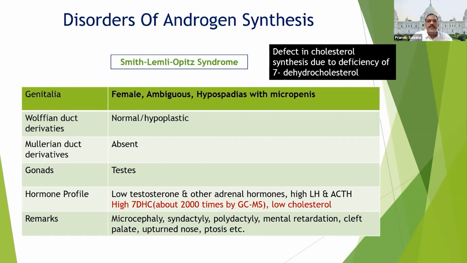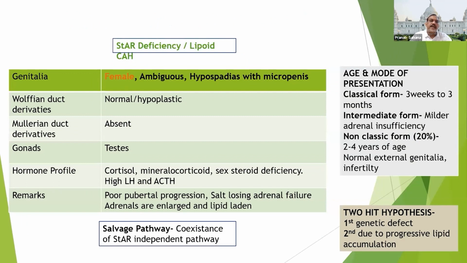Next is deficiency of STAR, that is steroidogenic acute regulatory protein. The condition is also called lipoid hyperplasia. This is because STAR is actually a protein which transports cholesterol from the outer to the inner mitochondrial membrane. So as a result of lack of STAR, there can be interrupted steroid biosynthesis.